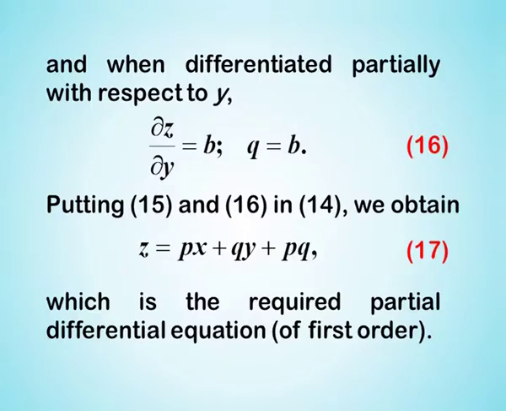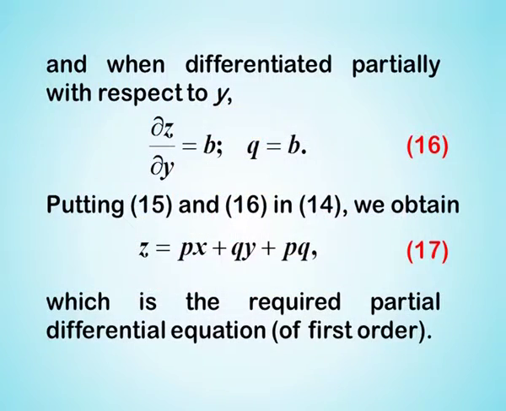in the given relation that we have, z is equal to px plus qy plus ab. We have removed ab. We have found the values of a and b, substituted here, and the required first order partial differential equation results as equation 17.